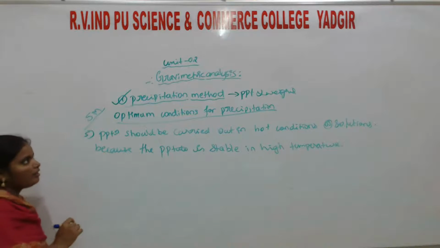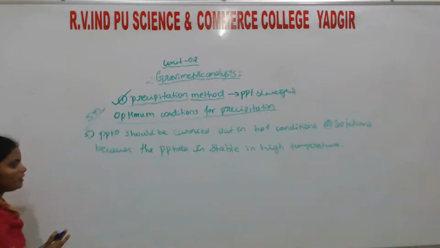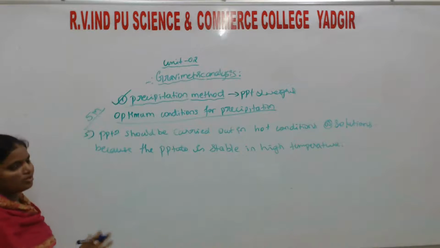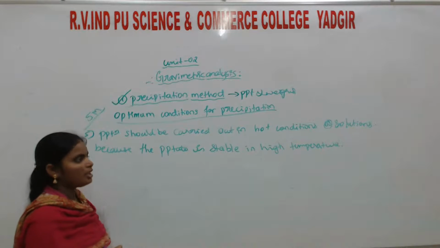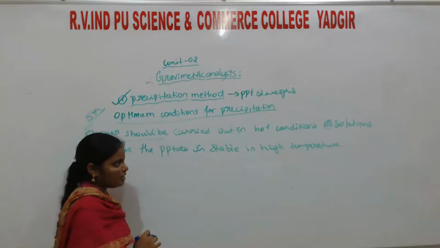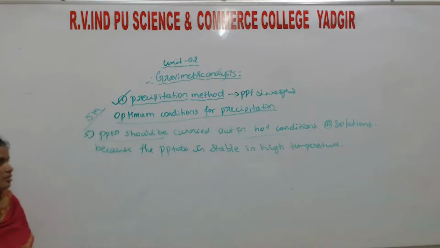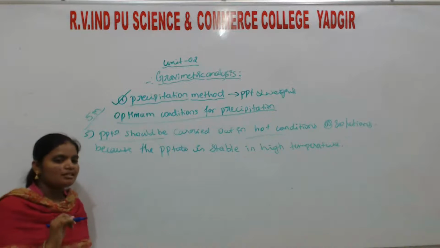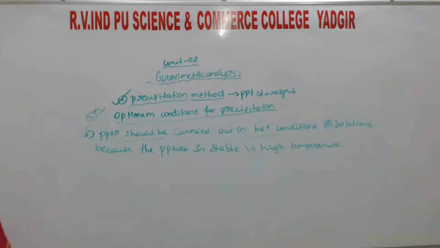In the laboratory, when you are doing gravimetric analysis, you heat your solution or sample. After heating, you add a precipitating reagent. It forms precipitate crystals because the precipitate is stable at high temperature. This is the fifth point. Next, sixth one.